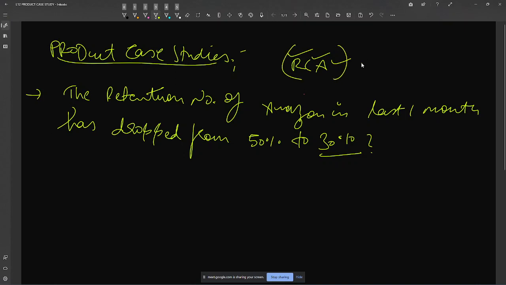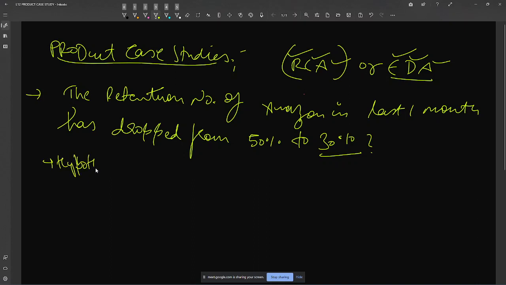They are also called EDA, exploratory data analysis. They will directly ask you, let's assume you are working as a product analyst at Amazon, and one fine day your product manager asks you to deep dive into the data. The problem statement is that the retention number of Amazon in the last 1 month has dropped from 50 percentage to 30 percentage. Now you are supposed to come up with some hypothesis.